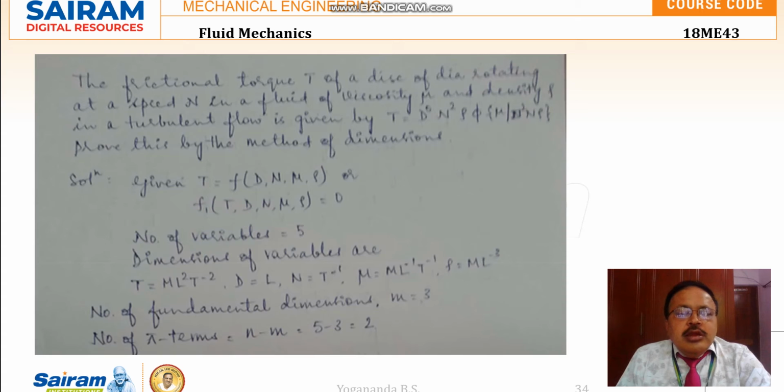The frictional torque T of a disk of diameter rotating at a speed n. So the diameter is d and the speed is given as n in a fluid. So the disk is rotating in a fluid of viscosity mu and density rho, and it is said that the flow is turbulent. So the frictional torque T is given by the equation. So the expression is given and it is asked to prove.